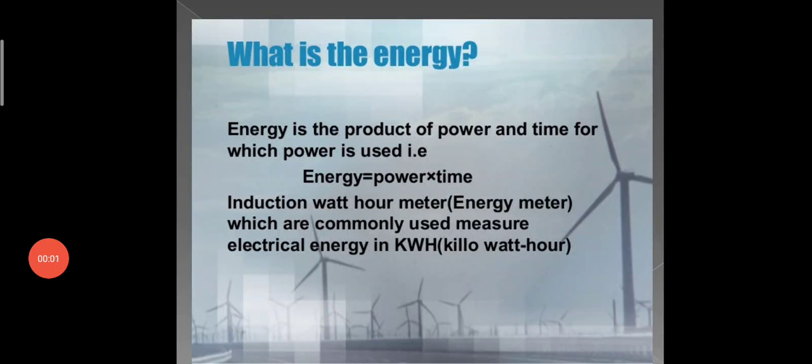Good evening all. Today we are going to see about the induction type wattmeter. The induction type watt-hour meter is used to measure the energy value. Now we are going to see what energy is. Energy is the product of power and time for which power is used. Energy is equal to power into time.